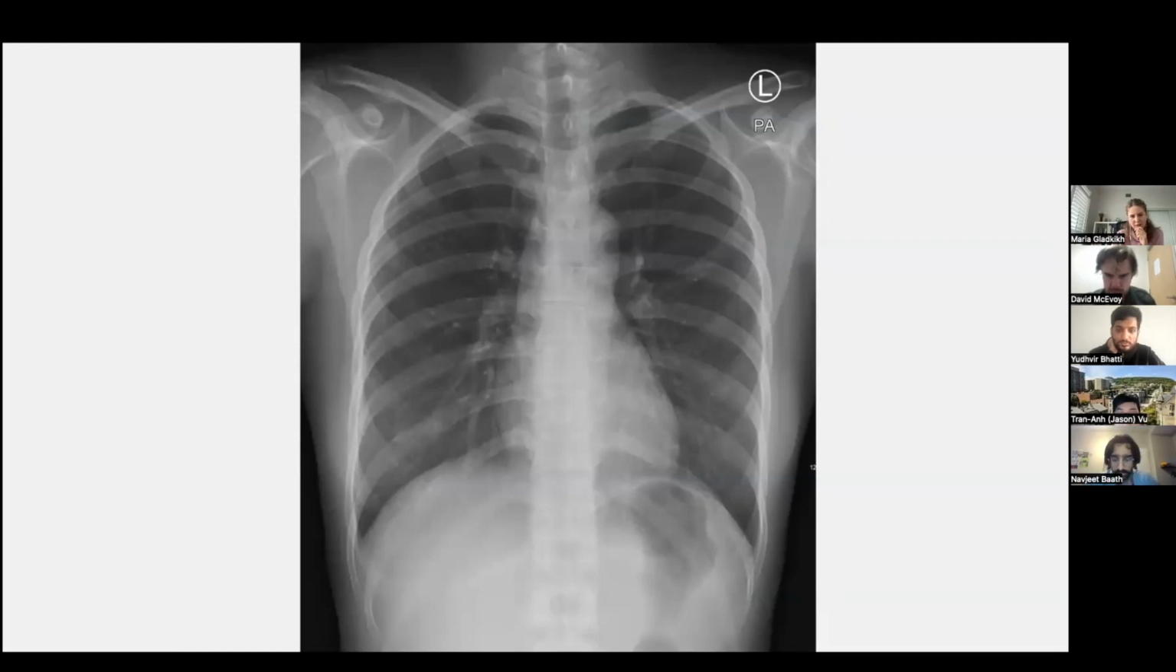Agree, you need more views. So this is the abnormality, a well-circumscribed radiodense lesion in the periphery, in the right lower zone of the lung. Can't really tell, is it left lower? Well, you're more likely to say that it's right lower. It might be right middle, but it's probably right lower. I would get a lateral view.